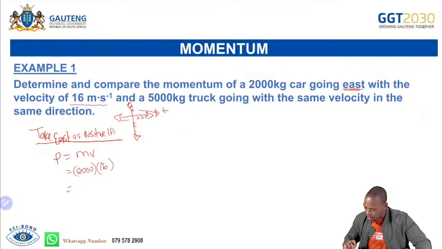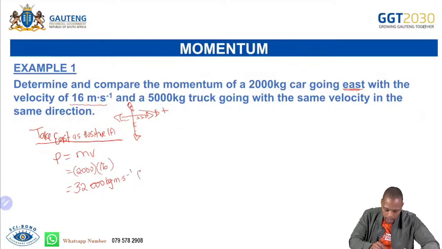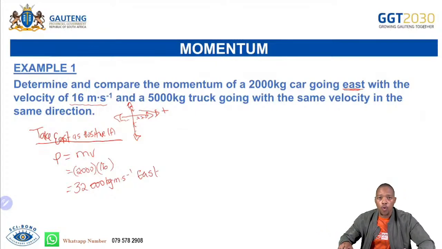I do 2000 multiplied by 16. Quickly get the answer. I will get that the momentum is 32,000 kilograms meters per second, and the direction is east. I found my answer to be positive, so it must be going east.